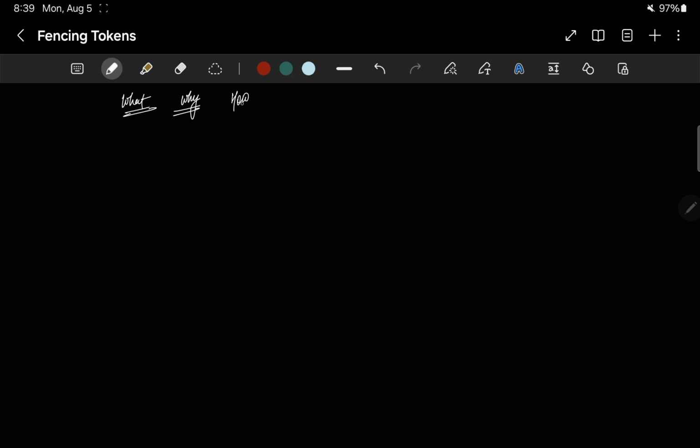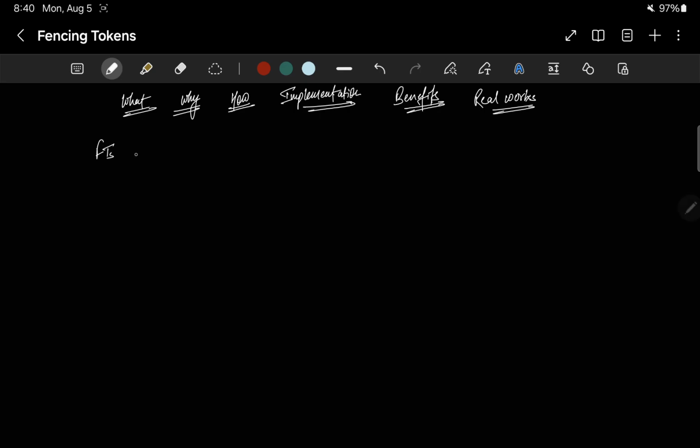how fencing tokens work. We will also talk about how fencing tokens are implemented, what the benefits of fencing tokens are, and some real world examples where we can see, actually we cannot see, but we experience, the systems we use where fencing tokens are employed. So that's it. Let's start with the introduction.